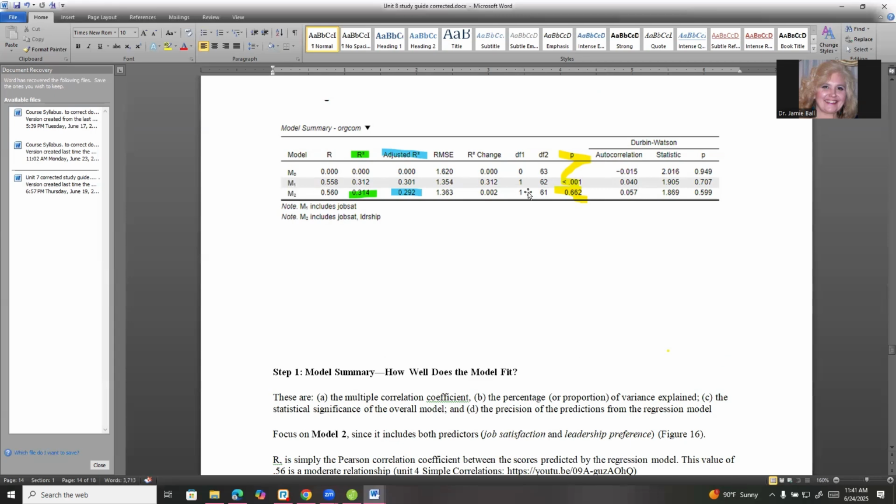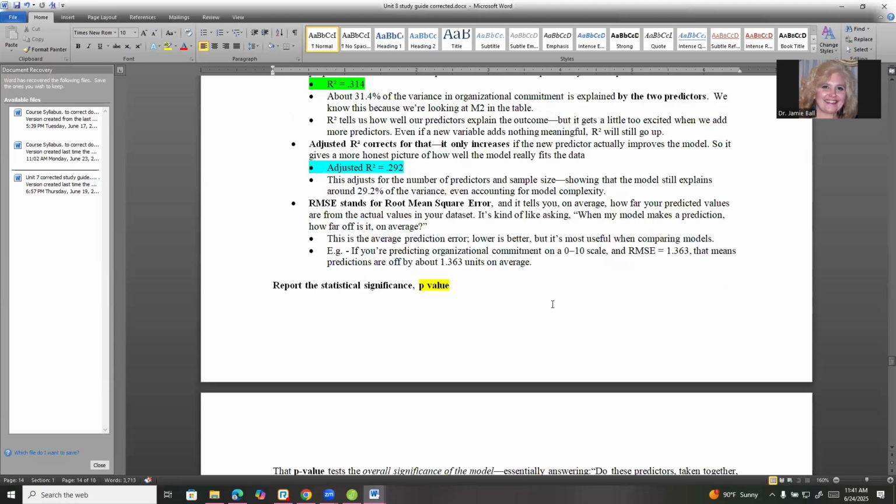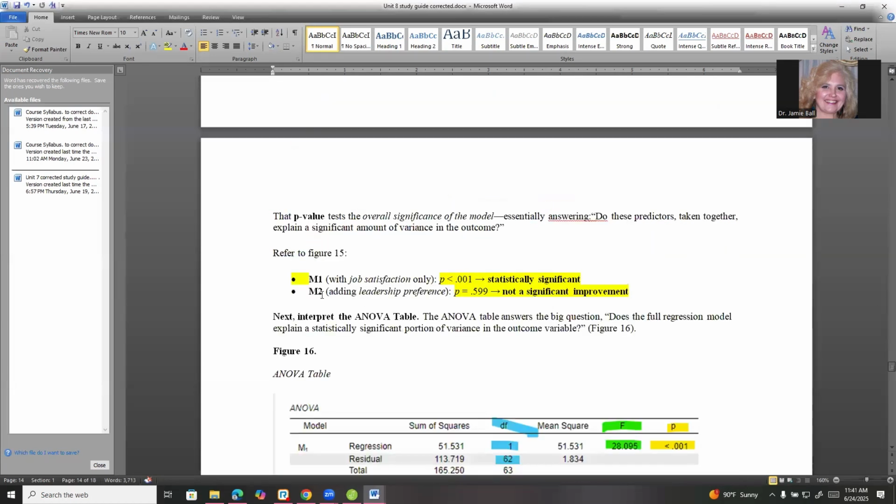Look at model 2. Leadership and job satisfaction, that did not. So when I added leadership to job satisfaction, this was not a significant improvement. So I would not say that leadership helps explain organizational commitment at all.